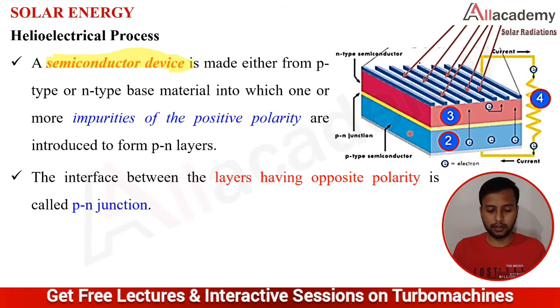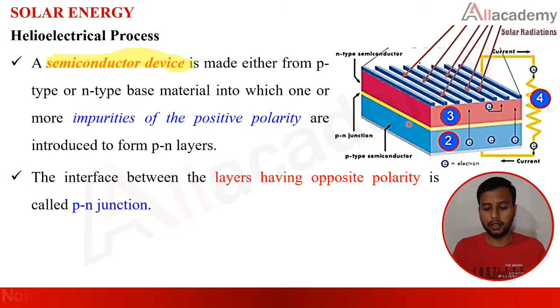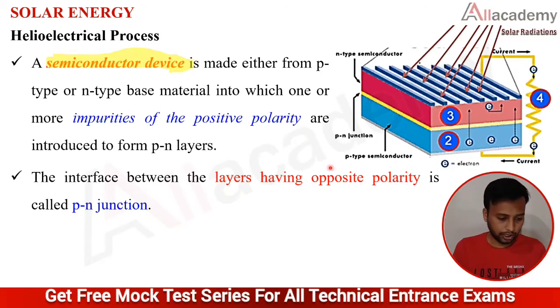Here you can see this one. This is the PN junction, in between this. The one above is an N type semiconductor, the one below is a P type, and in between, the yellow colored line you are observing is the PN junction.